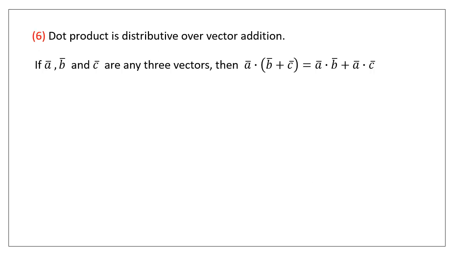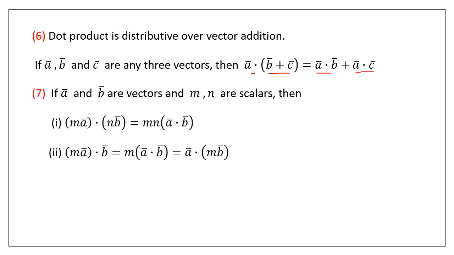The dot product is distributive over vector addition. See, student, if a bar, b bar and c bar are any three vectors, then a bar dot (b bar plus c bar) equals a bar dot b bar plus a bar dot c bar. So, dot product is distributive over vector addition.